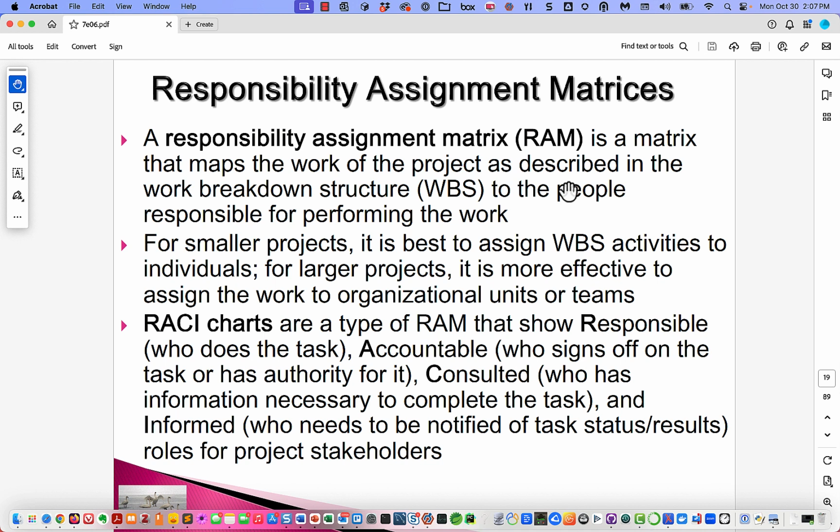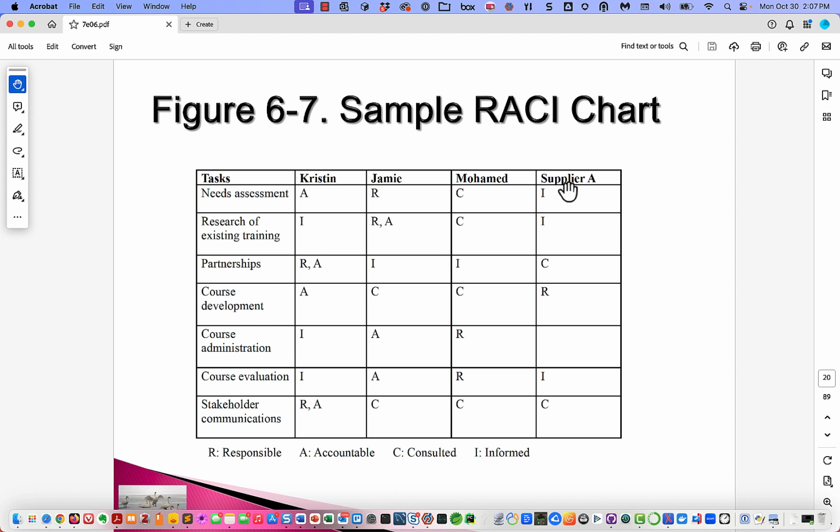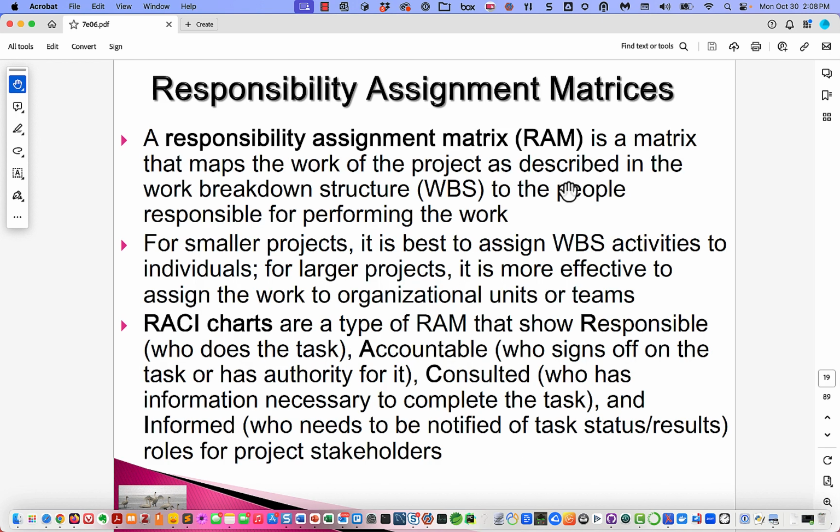Responsibility assignment matrices. Let's see if we can go ahead and see one. Okay, it's going to be a table that's going to look like this. Okay, so why don't we back up and then we'll talk about it. So a responsibility assignment matrix, or a RAM, is a matrix that maps the work of the project as described in the work breakdown structure to the people responsible for performing the work. For smaller projects, it's best to assign the WBS activities to individuals.